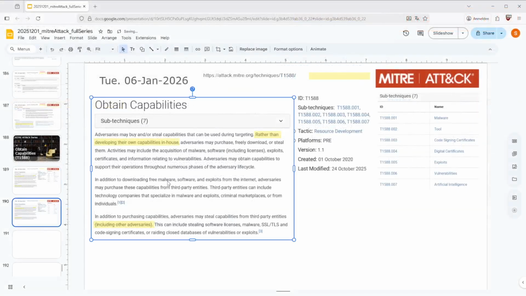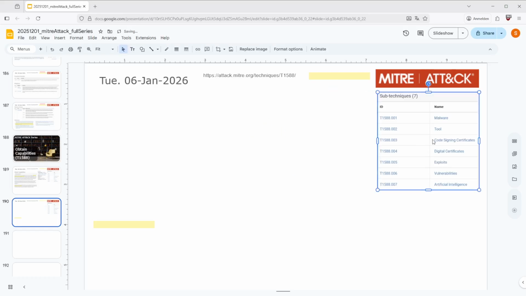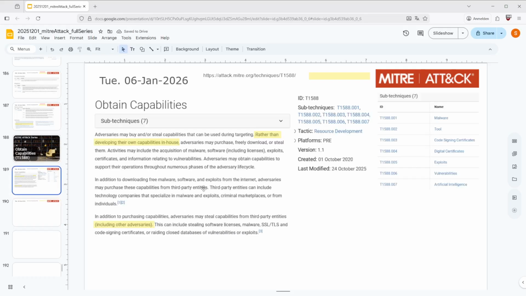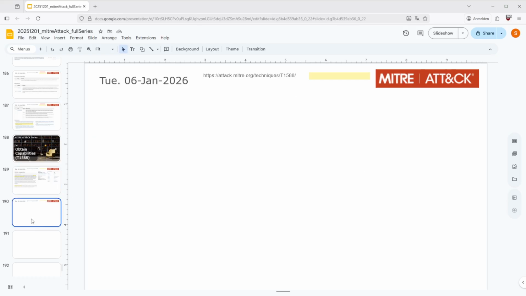So next, let me copy that. Let's get rid of all of this. And also, just one side note, we are going to cover all of these sub-techniques this time, because the content there, I looked at it a little bit. It's really worth digging a little bit deeper this time, and we are going to do that.